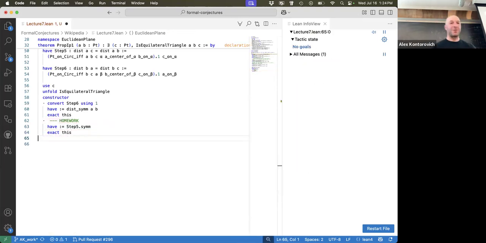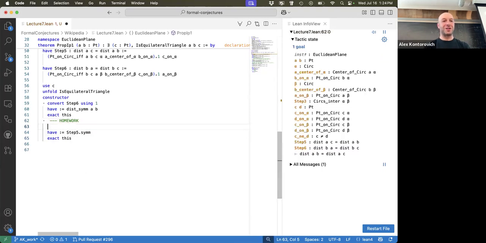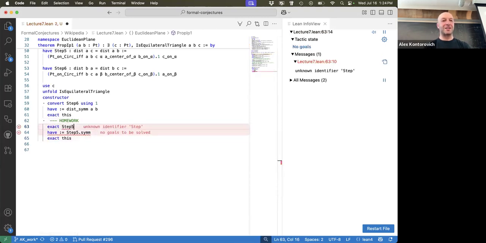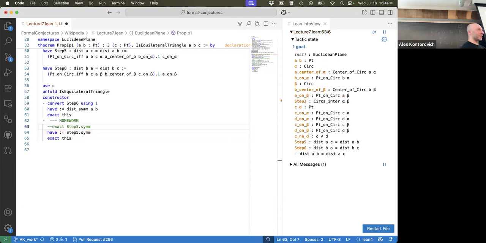Okay, and you could do that in one step. You don't have to do it in two steps. You could just say exact step 5 dot sim. The step 5 dot sim is the thing that you want. So is dot sim an axiom? The symmetry of equality is an axiom in Lean. Yeah, that's built into Lean.